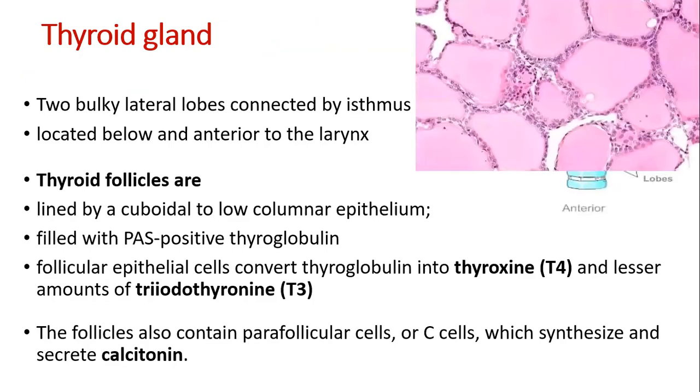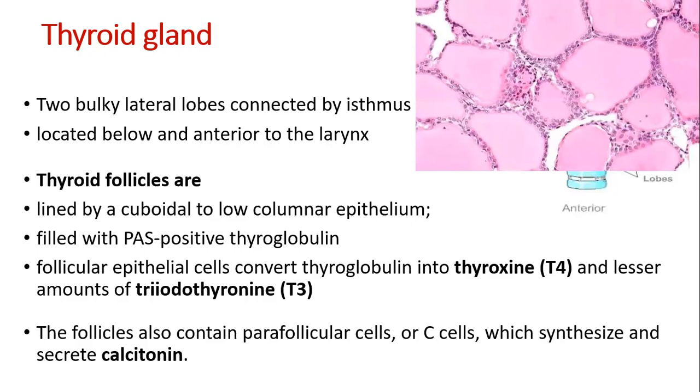Microscopically, thyroid gland is lined by thyroid follicles, cuboidal epithelium. At times it can become low columnar, filled with thyroglobulin. Basically, the function of these thyroid follicle epithelial cells is to convert thyroglobulin into thyroxine and T3, T4, you can tell. Both are functional hormones, which are released in the blood and have multiple functions all over the body.